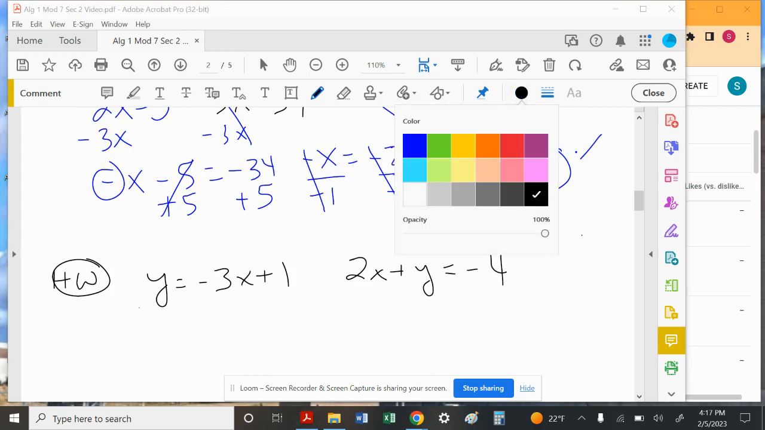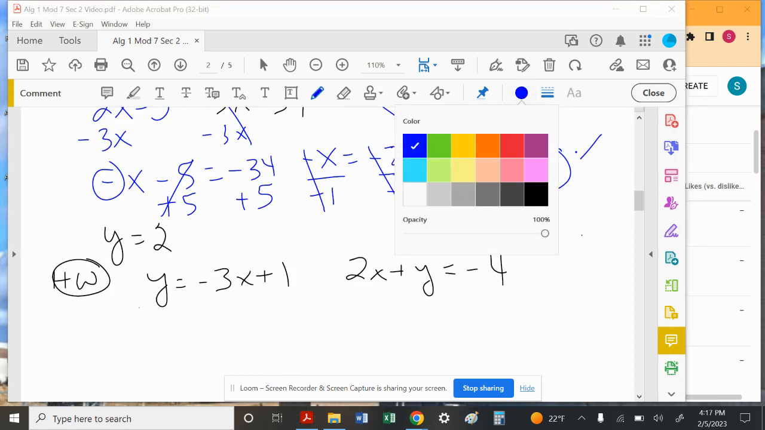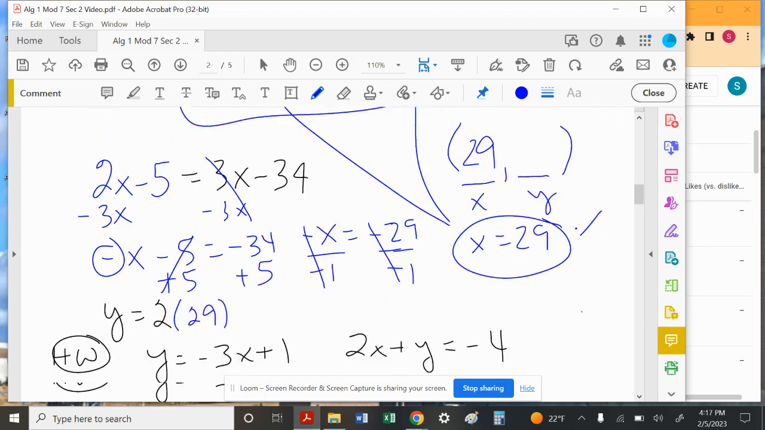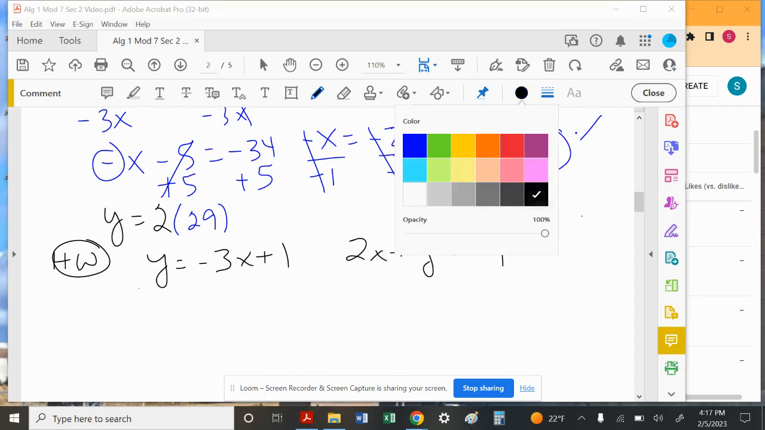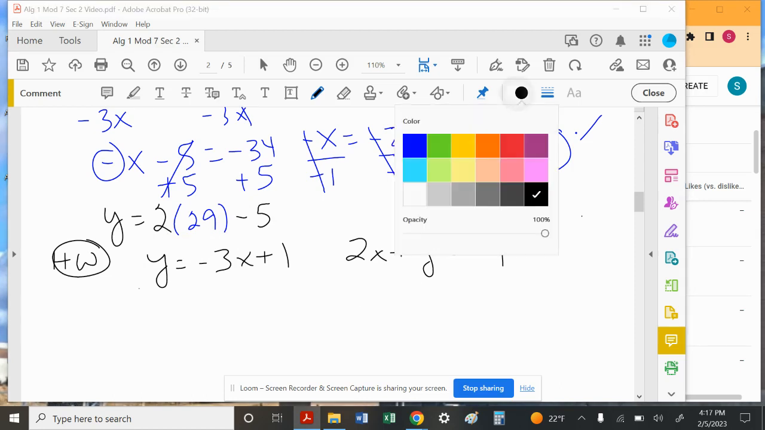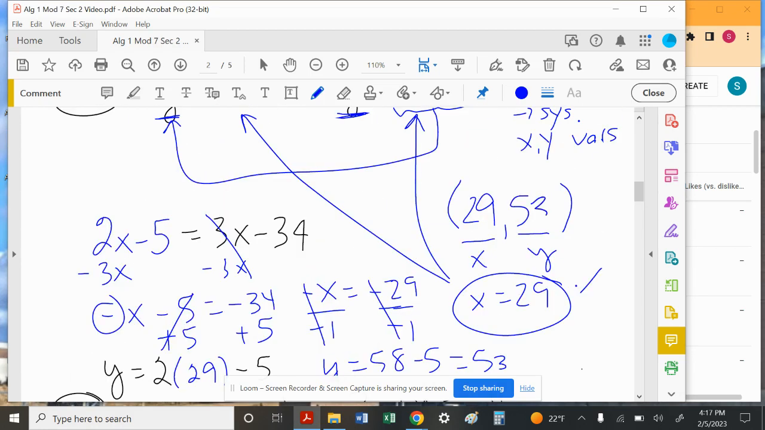So I have y equals 2 times x, and my x value is 29. And then I have minus 5. So notice what I did: here's my equation, y equals 2x minus 5. I plugged in a 29 for x. And so in this particular case, I get y equals 58 minus 5, and that is 53. So my answer is 29 and 53. That would be my answer for the first one.